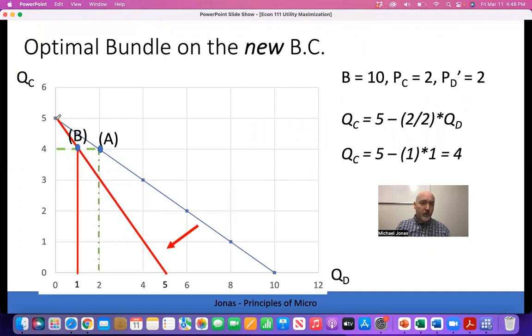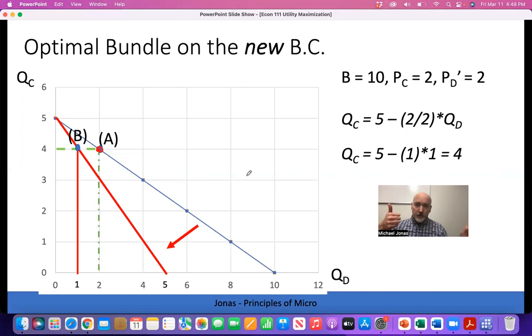So the first line here, the blue budget line going from 5 to 10, that was our original budget constraint, $10 spent on coffee, $2 per unit, or donuts, $1 per unit. And what we saw, we had an optimal bundle here at point A, 4 cups of coffee and 2 donuts.